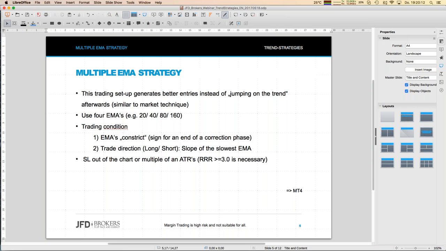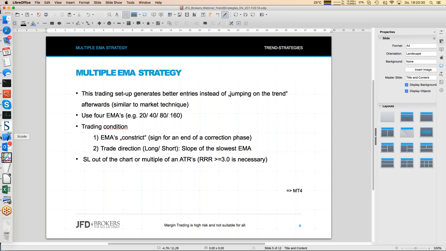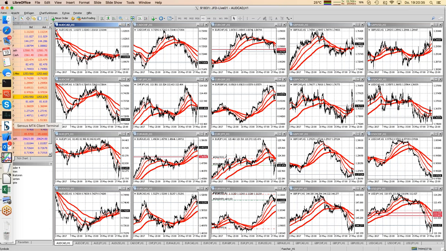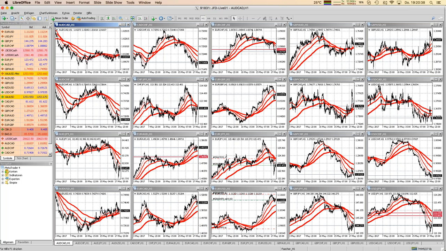And those stop losses can be set out of the chart, or you might look for ATR values, average true ranges, to get a good stop loss value. And once again, what you need is a risk reward ratio bigger than or equal to 3 in order to get it right. But let's do it directly in a chart, and don't be confused if you first see this construct of my profiling here of a big 20 different forex pairs in this case.